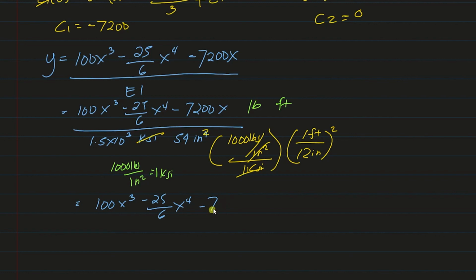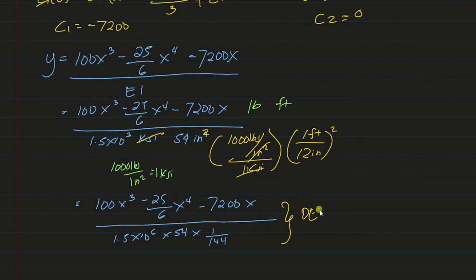Nagbaliktad. Ano nangyari sa utak at kamay ko? X over, ito, 1.5 times 10 raised to 3. Pero meron tayong times 1,000 pa ulit doon, so magiging raised to 6 na siya. Okay? Tapos, meron tayo dito times 54. Tapos, multiply to 1 over 12 square is 144, diba? Okay. So, yun mga bis. Ito na yung ating final deflection equation.